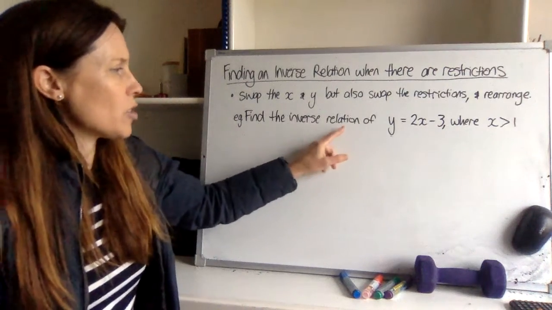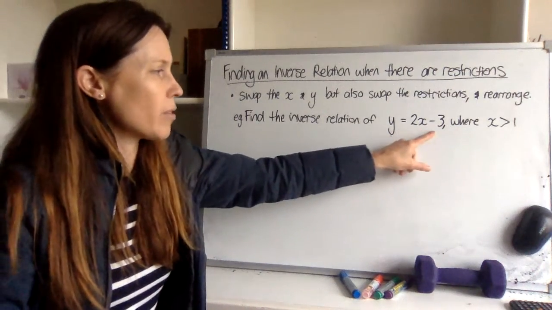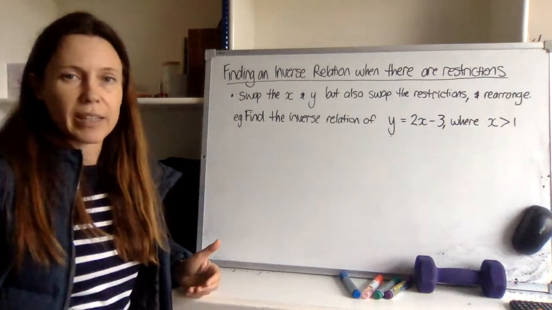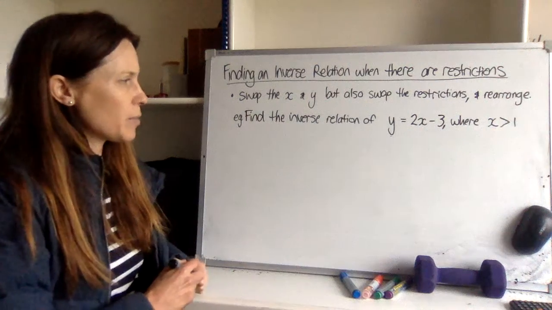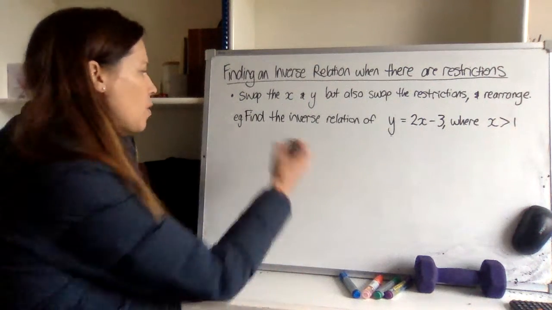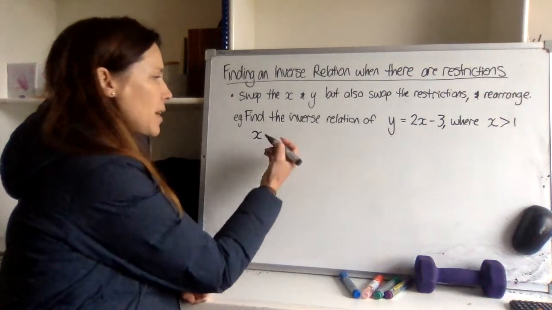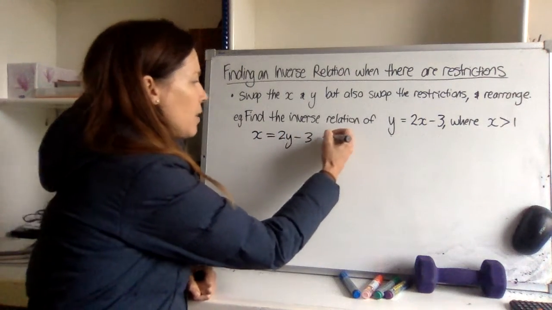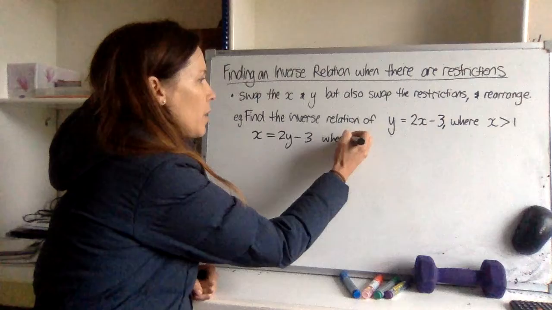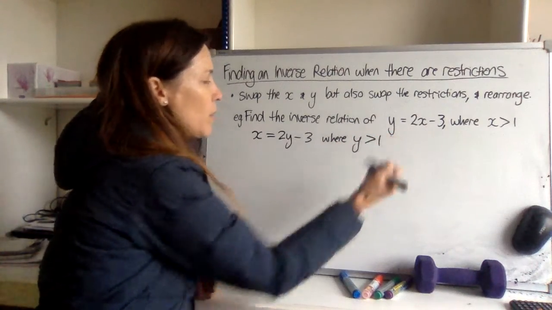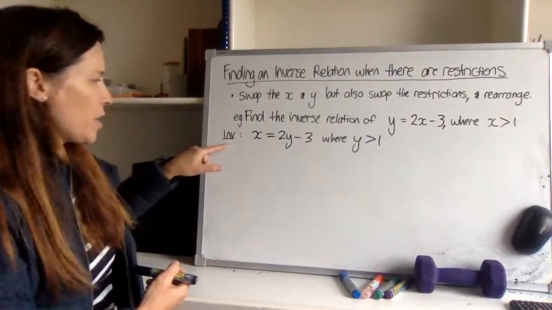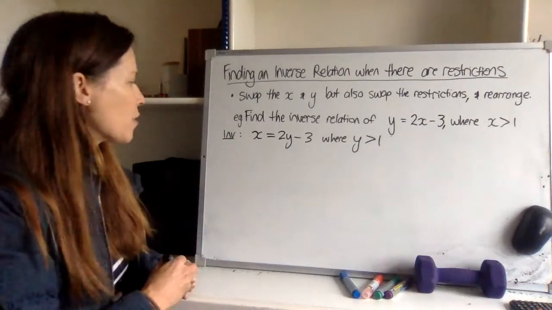Find the inverse relation of y equals 2x minus 3, where x is greater than 1. Now let's just work algebraically here. We can look at it graphically in a minute as well. But just making a direct swap with our x's and y's, we can say that x is going to equal 2y minus 3, and we know that y has to be greater than 1. So I've literally just changed the x's and the y's around. And perhaps in your working you might want to put that this is now the inverse relation.